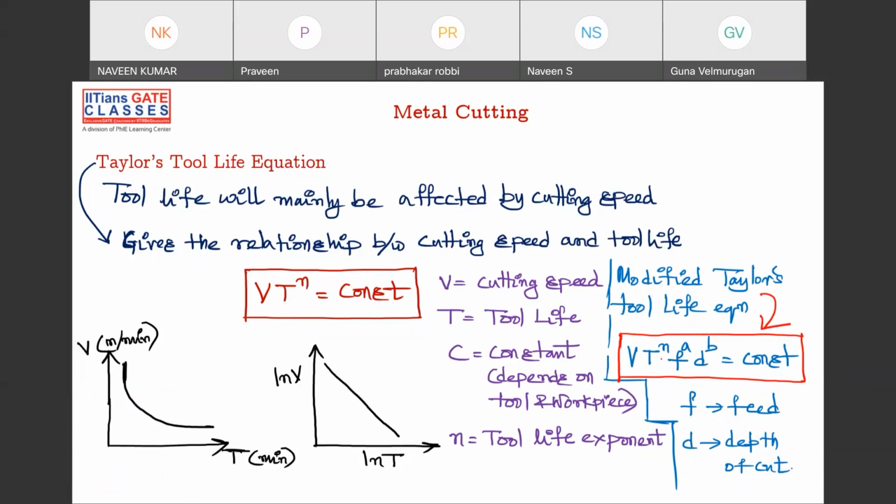The modified Taylor's tool life has become like this. That is, V t to the power n is already there from the previous equation, times f to the power of a times d to the power of b is equal to constant. This is the Taylor's tool life equation that is modified. And f is feed and d is depth of cut. a, b are some kind of constants, like tool life exponents only, right? Hope we are getting it.